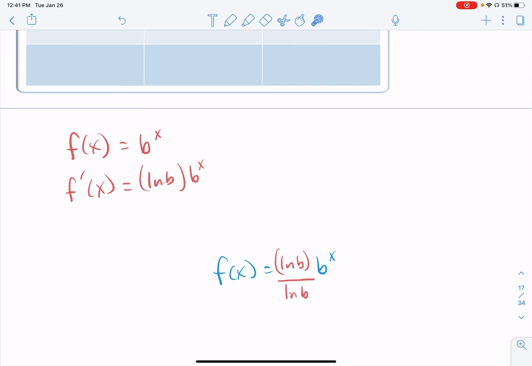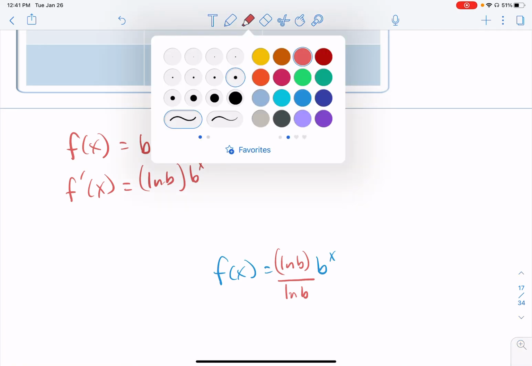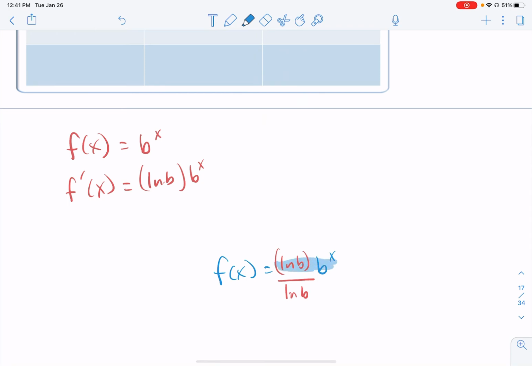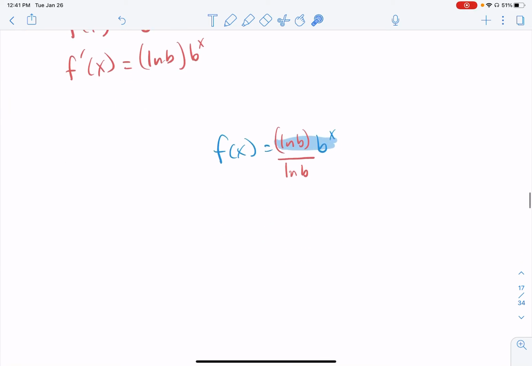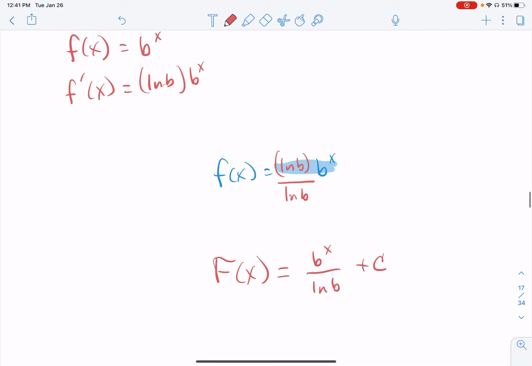And the way that I change it back is by dividing it by the natural log of b. So basically what I just did is I multiplied this thing by a fancy 1, because the natural log of b divided by natural log of b, that's just 1. And now when I take a look at just the top part of this thing, I can apply this derivative rule right here, and I know that the antiderivative of natural log b times b to the x must be just b to the x, which leads us to the antiderivative rule of b to the x over the natural log of b. And don't forget your constant of integration.